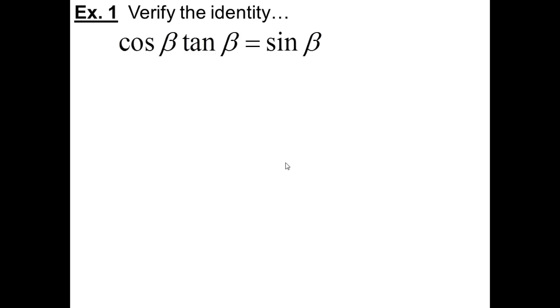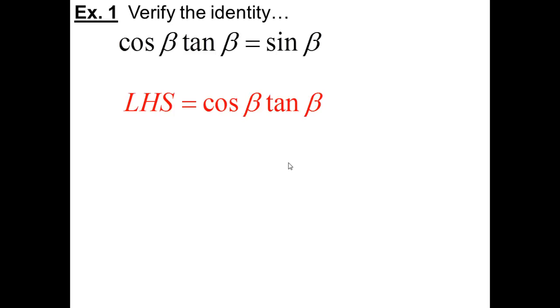So this one we are verifying an identity. Cosine of, that's the Greek letter beta, cosine of beta times tangent of beta equals sine of beta. Now, proper notation, I'm going to start by labeling the side that I'm starting with. And it looks like the left-hand side is more complex than the right-hand side, so I will say LHS for left-hand side equals cosine beta tangent beta.